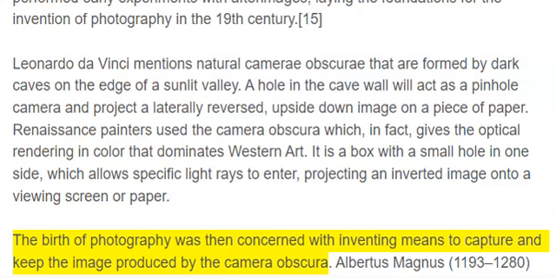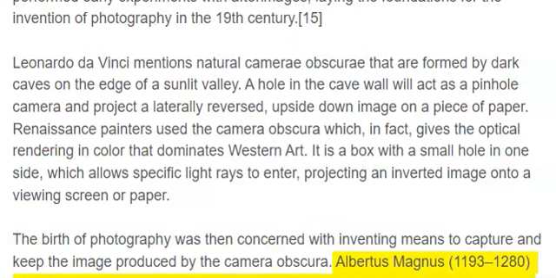The birth of photography was then concerned with inventing means to capture and keep the image produced by the camera obscura. Albertus Magnus, 1193–1280, discovered silver nitrate, and George Fabricius, 1516–1571, discovered silver chloride, and the techniques described in Ibn al-Haytham's Book of Optics are capable of producing primitive photographs using medieval materials.